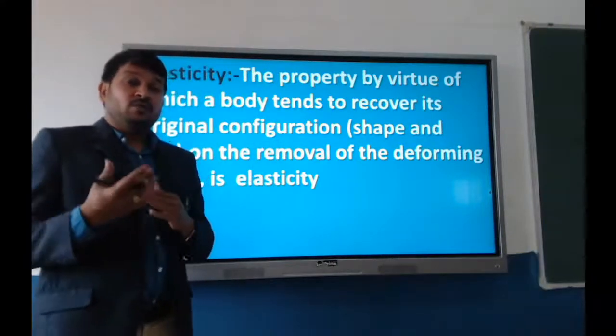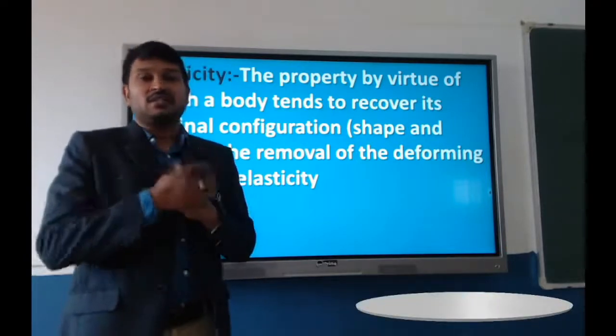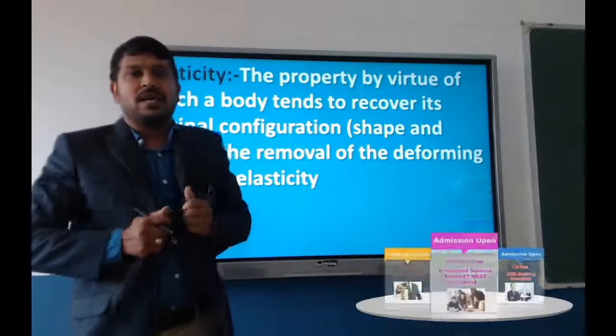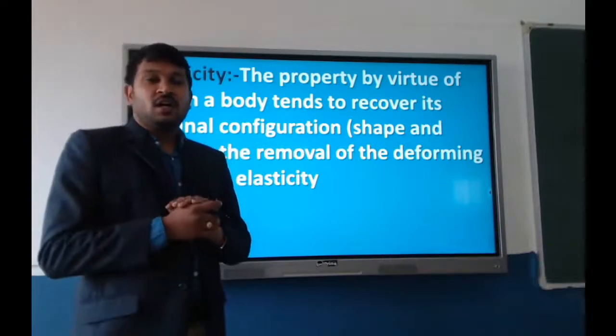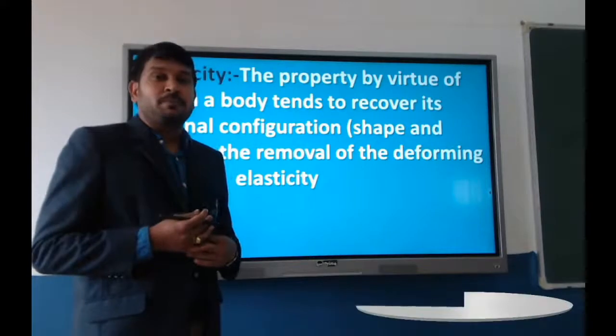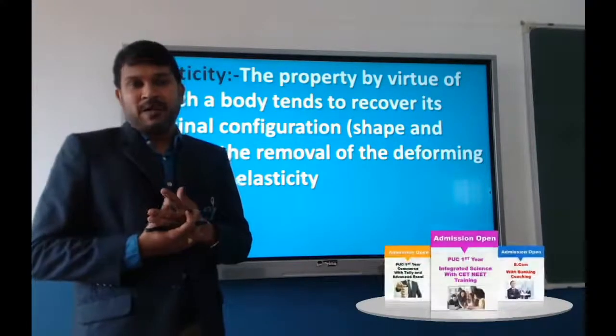Which is the most elastic body here, students? Which is the highest elastic body? Steel, students. You can ask, sir, how is it steel? Maybe you heard the controversy about a steel bridge, because the steel bridge has the highest lifetime, students.